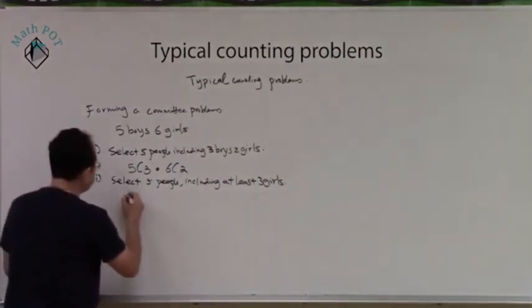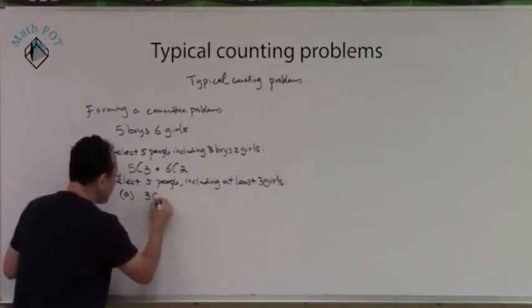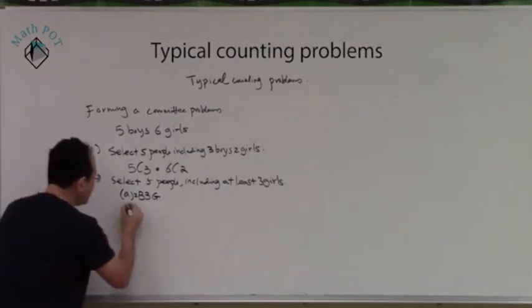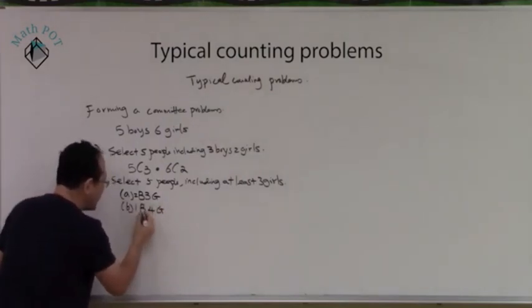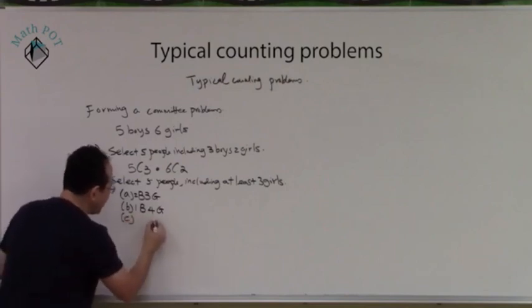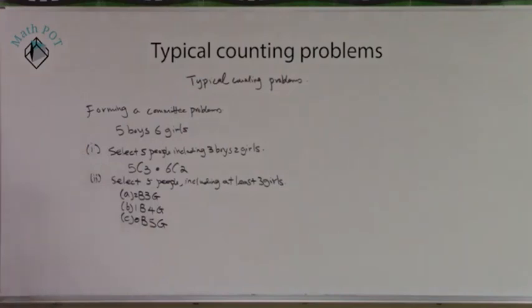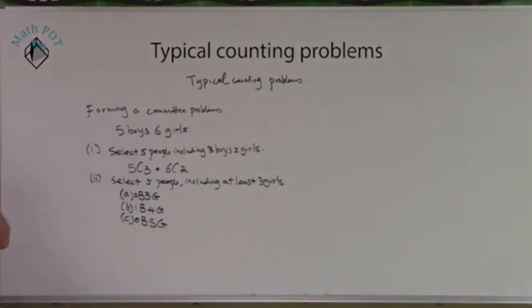Clearly we have three cases. The first one is exactly three girls, which definitely implies two boys are selected. Another case is four girls, which implies one boy is selected. Another one is five girls, which implies zero boys are selected. So you divide this problem into three cases here.